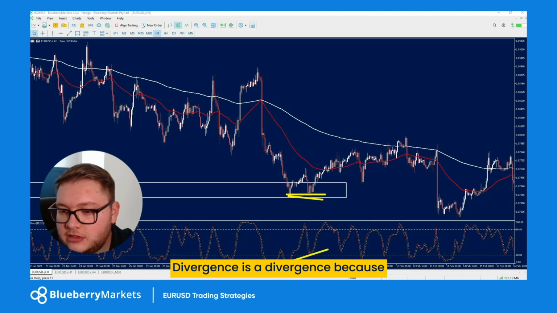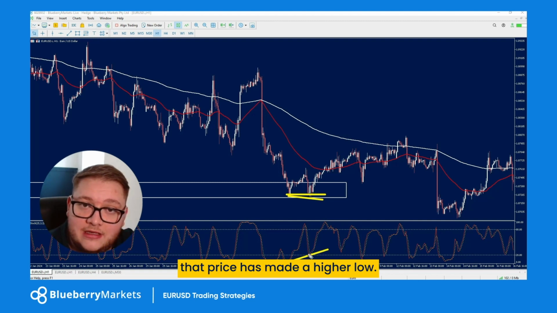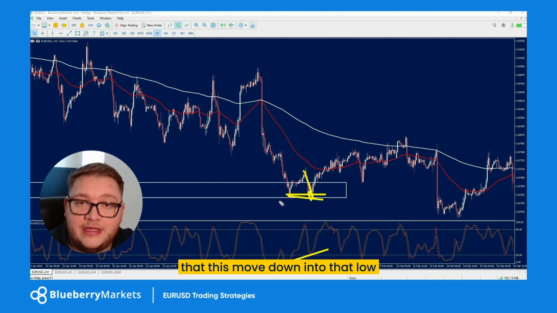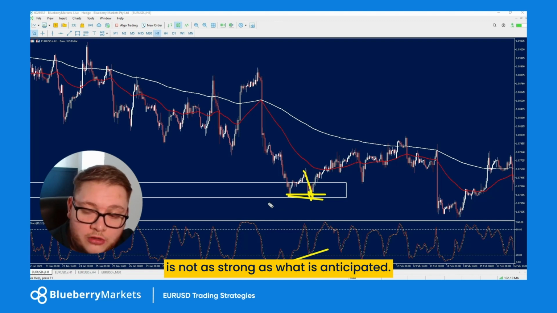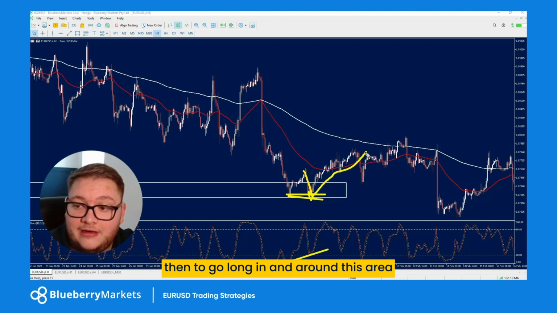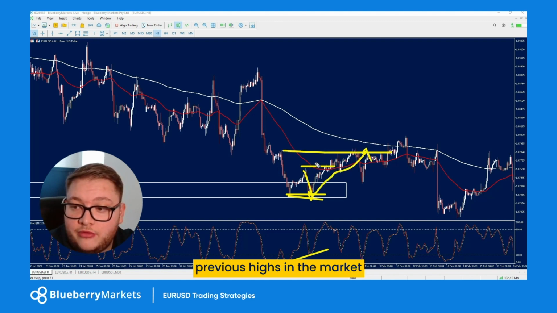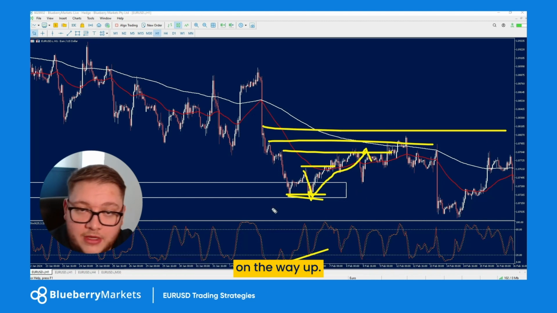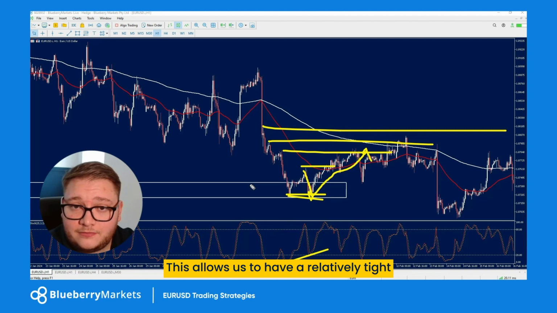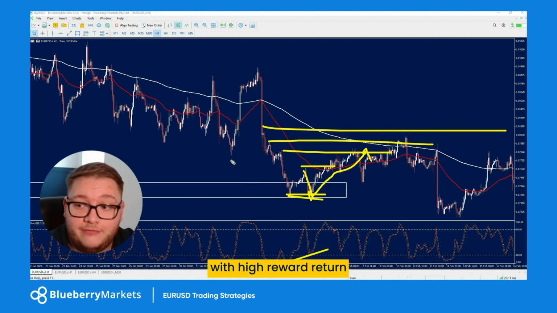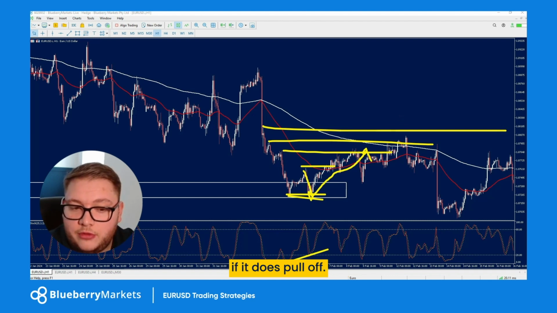It's a divergence because the stochastic is telling us that price has made a higher low, but price physically has made a lower low. That is basically telling us that this move down into that low is not as strong as what is anticipated. So that gives us the idea then to go long in and around this area, trying to target previous highs in the market, and that's what I'd be looking to do on the way up. This allows us to have a relatively tight stop loss with a low risk, with a high reward return if it does pull off.